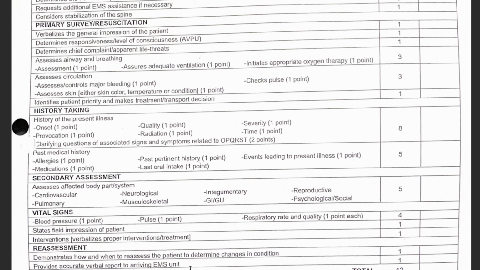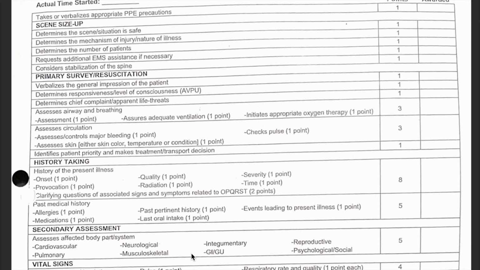They're pale, cool, diaphoretic. We gave them 324 milligrams of chewable baby aspirin and assisted them with 0.4 milligrams of their nitro spray. They currently rate their pain at a 4 out of 10, and their vital signs are as follows. Blood pressure 136/88, heart rate of 88, respiratory rate at 20, SpO2 level is 98% room air, BGL is 112, and temp is 98.2. We're about 5 minutes out. Any questions? And that's basically it.